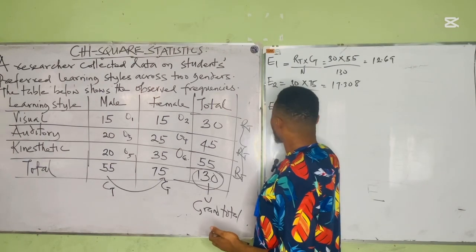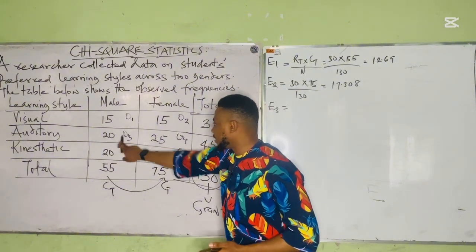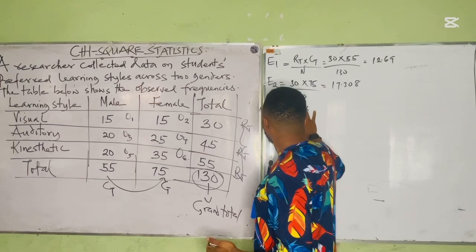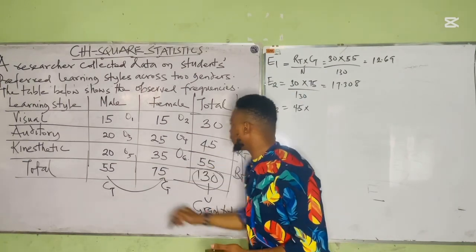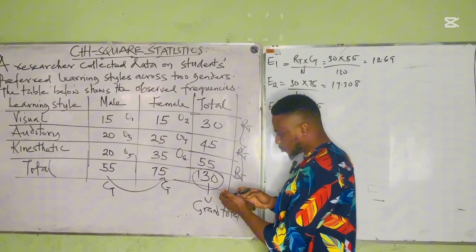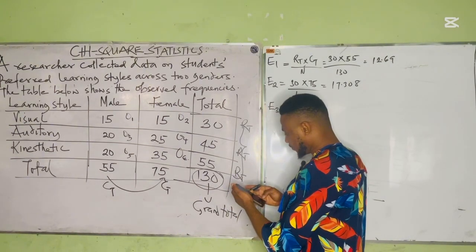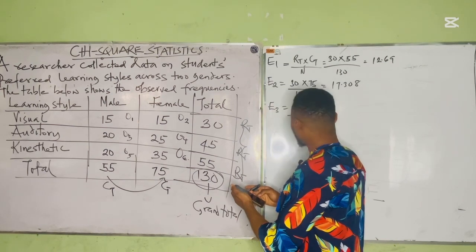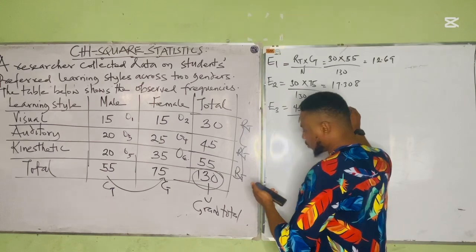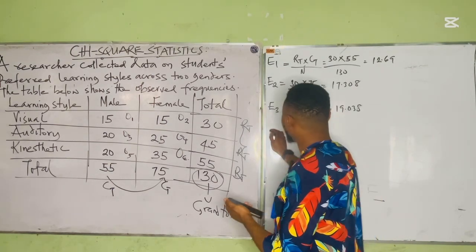Now let's do the next one, E3. E3 will be for 20, right? What's the row total for 20? 45. What is the column total for 20? 55. What is the grand total? 130. So we say 45 times 55 divided by 130. This will give us 19.038.